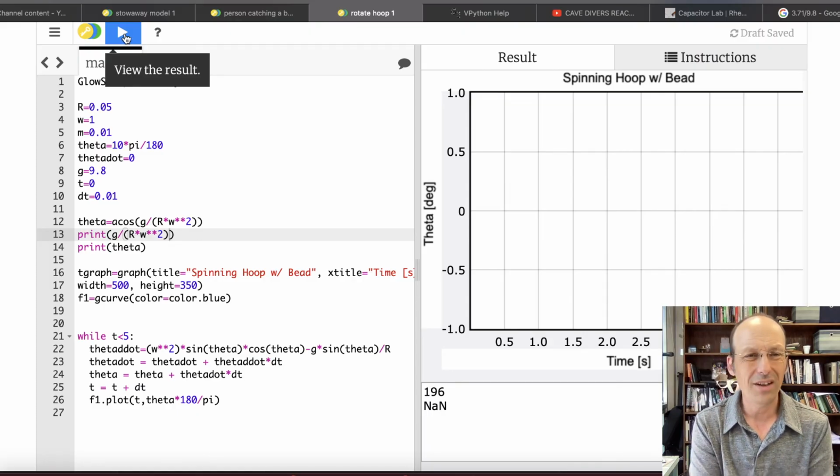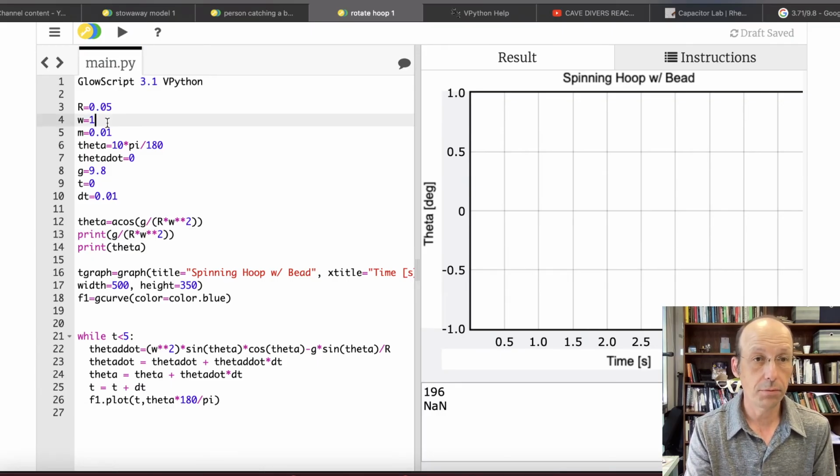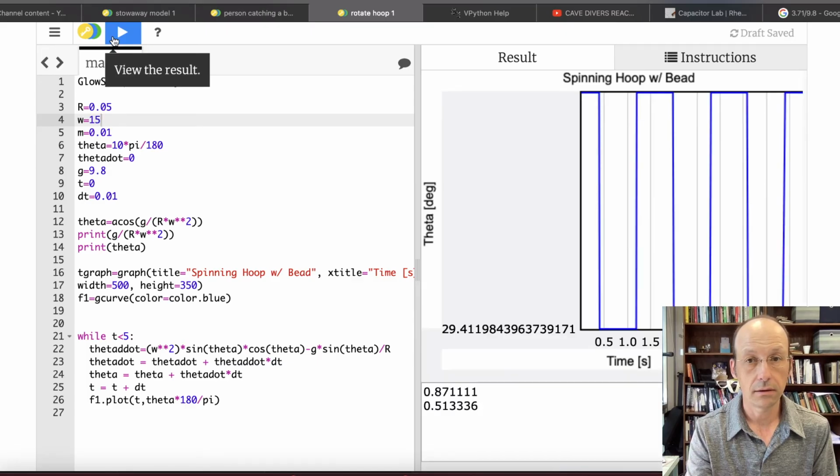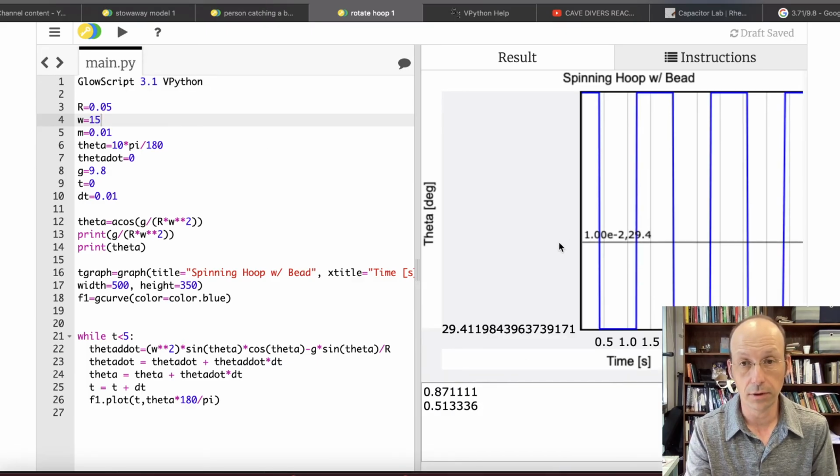R, why is it 196? Omega squared is 1. R is 0.05. Gee, okay, that's true. So I need a larger omega. So let's put this at 15. Okay, that's at least getting somewhere.